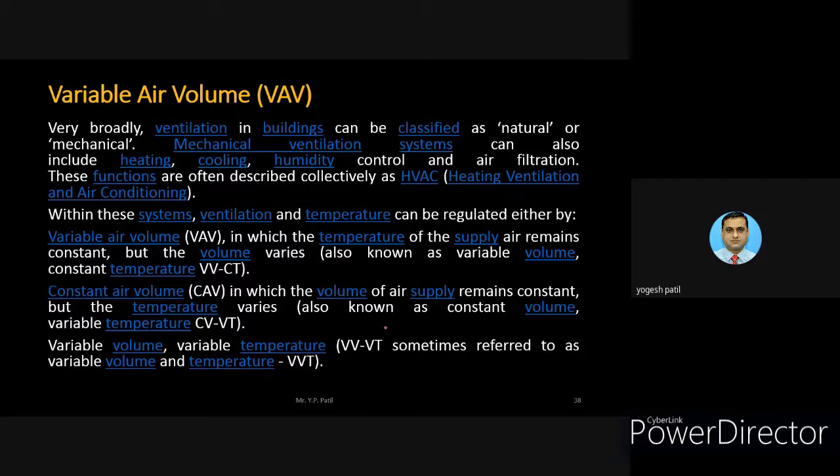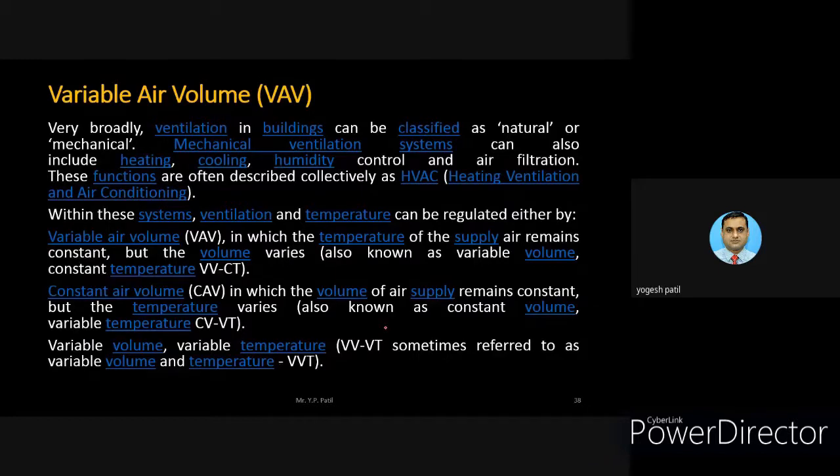From that, the chiller output and the boiler output are provided to this VAV or AHU, to the AHU cooling coil as well as the heating coil. Within this system, ventilation and temperature can be regulated by variable air volume, in which the temperature of the supply air remains constant but the volume varies. It is also known as VVCT, variable volume constant temperature.